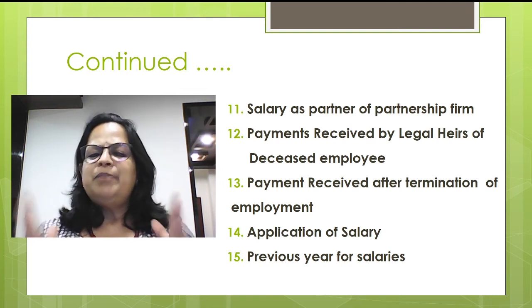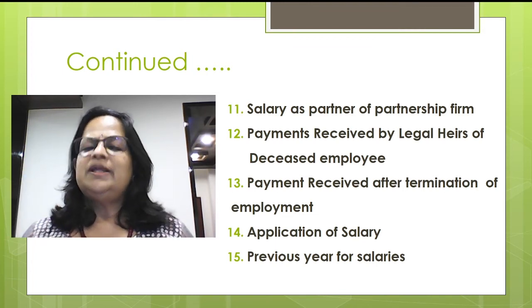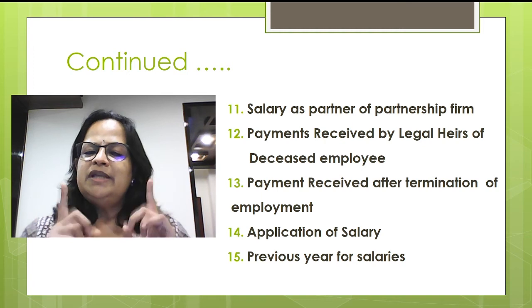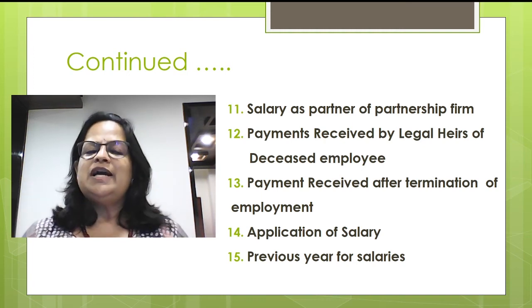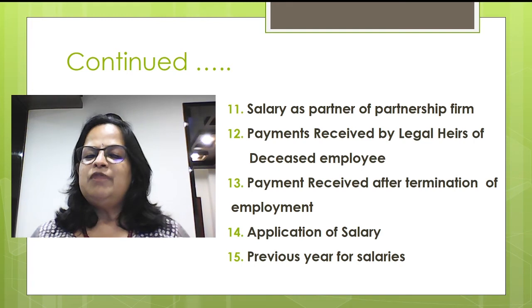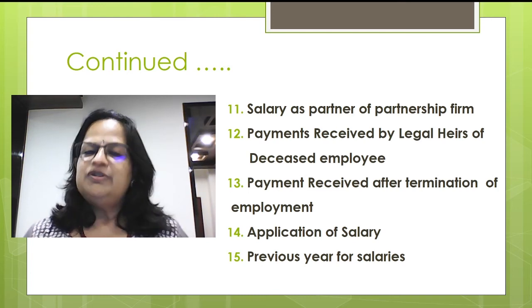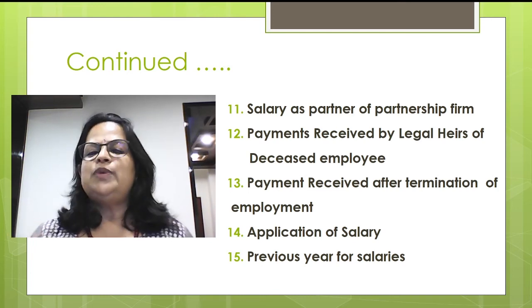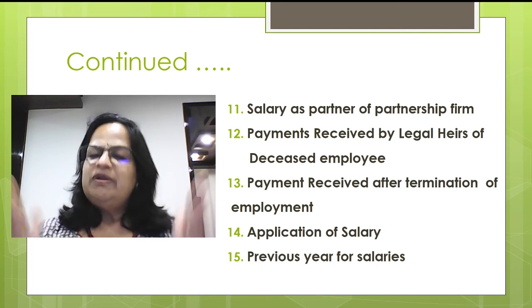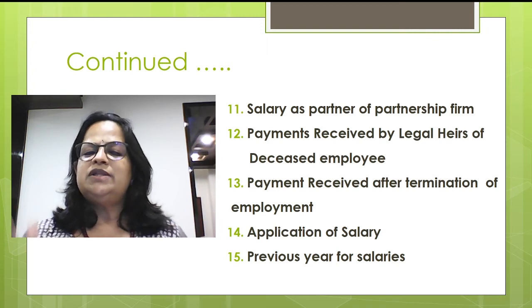Next thing you have to remember, the previous year for salaries is April 1st to March 31st. That is very, very important. You have to remember that it's the financial year, so it will not clash with our assessment year or previous year. Your assessment year is this financial year: April 1st 2020 to March 31st 2021 is your assessment year. The previous financial year is your previous year: April 1st 2019 to March 31st 2020 is your previous year. So the previous year for salaries will be the same, April 1st 2019 to March 31st 2020.